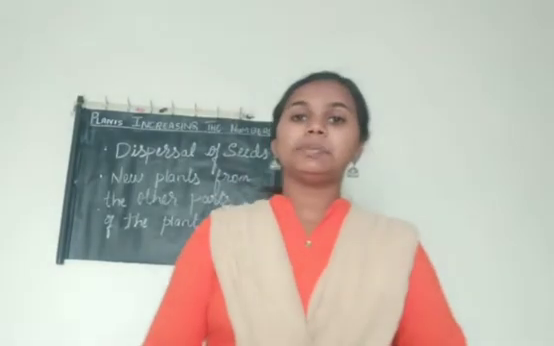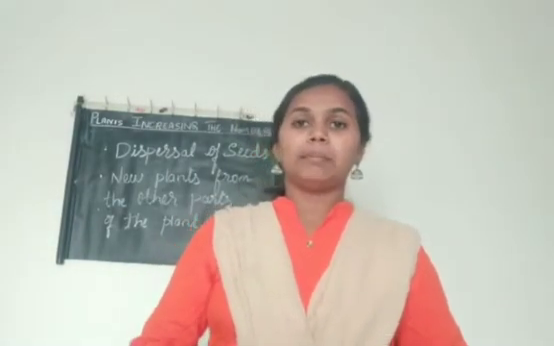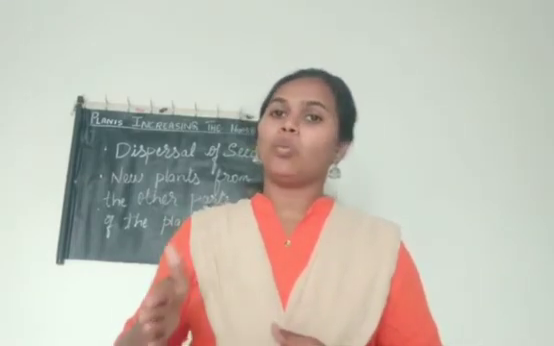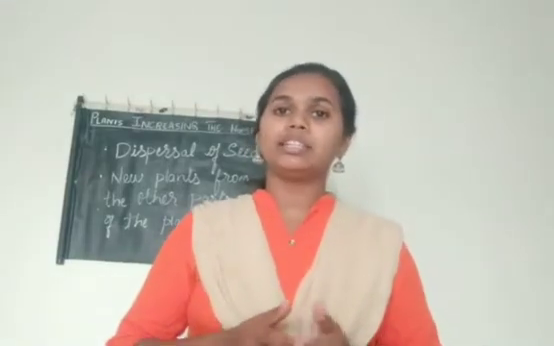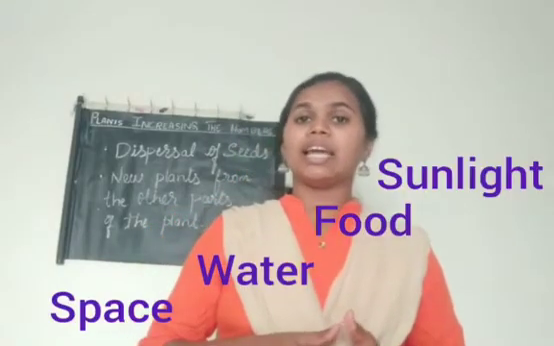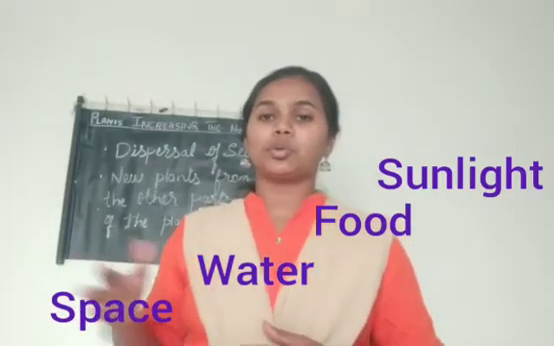Next is dispersal of seeds. Why there is a need of dispersal of seed? Because plants are fixed to the ground and cannot move from one place to another. If all the baby plants grow near the parent plant, all would not survive. They would not get enough sunlight, food, water and space to grow.